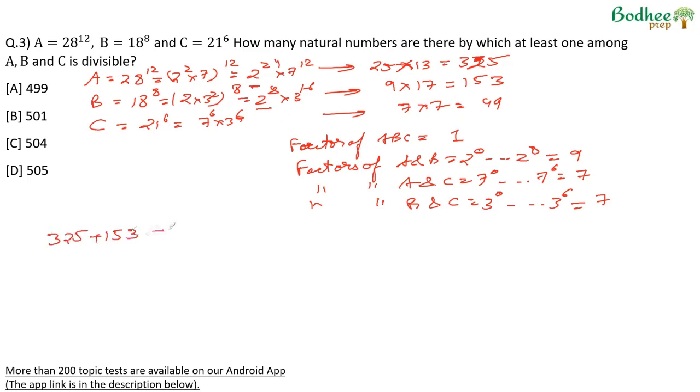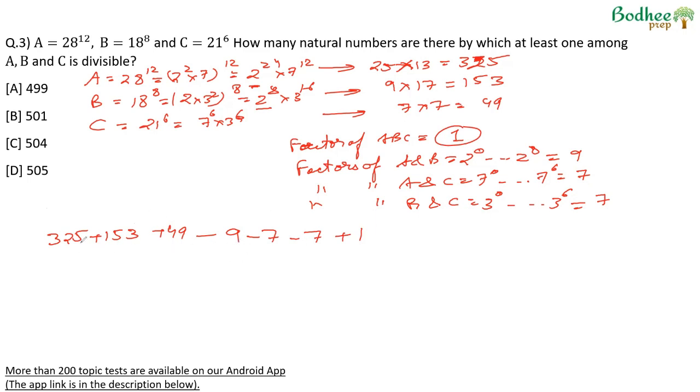153 numbers divide B, 49 numbers divide C. Out of these, 9 numbers have been counted in both A and B, so subtract them. These 7 have been counted in both A and C, so subtract them. These 7 have been counted in B and C, so subtract them. Now this one was counted in all three and has been reduced from all three, so add it back again. This will give us the answer.